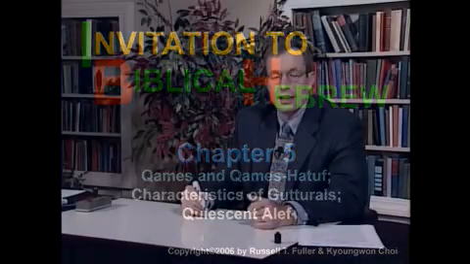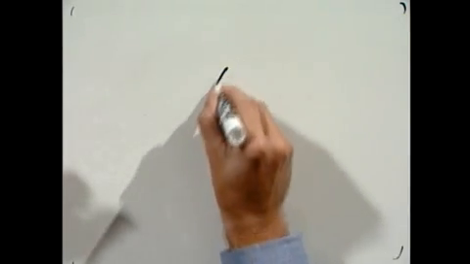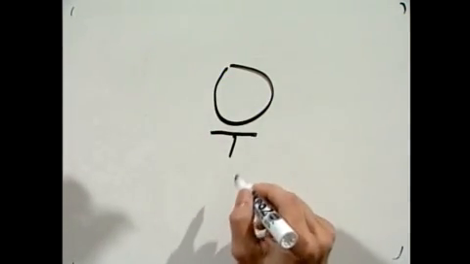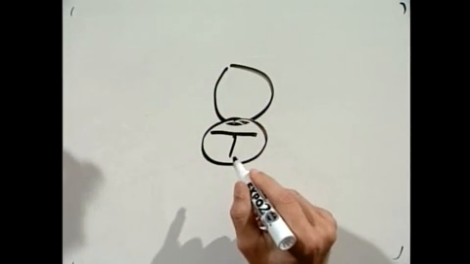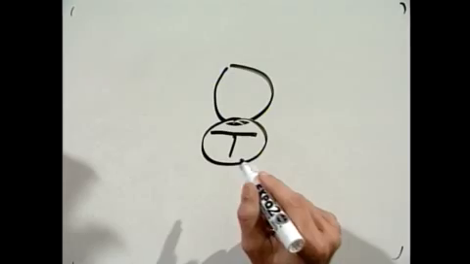Chapter 5, Comets and Qames-Hatuf, the characteristics of gutturals and the quiescent Alef. What we want to do first, of course, is go back to that sign that we have. I'll draw a letter, the Samic. This Qames-Hatuf sign. And this time we're going to distinguish between when we read this sign as a long A and when we read the sign as a short O.